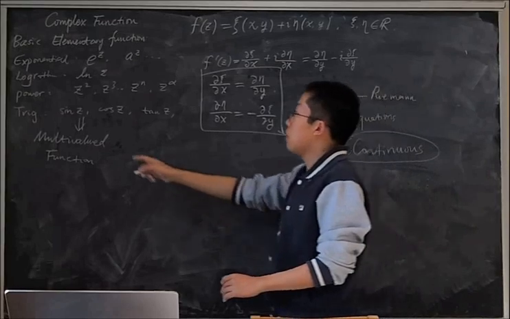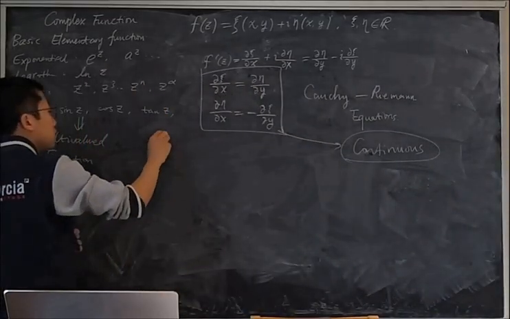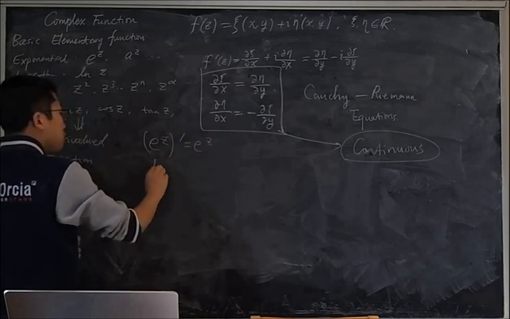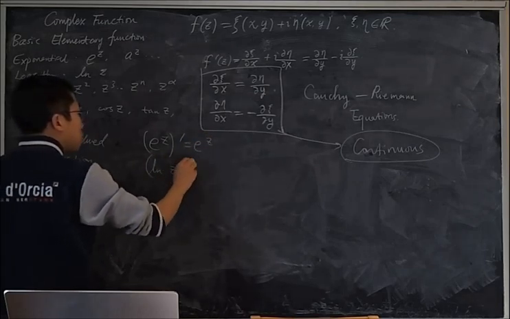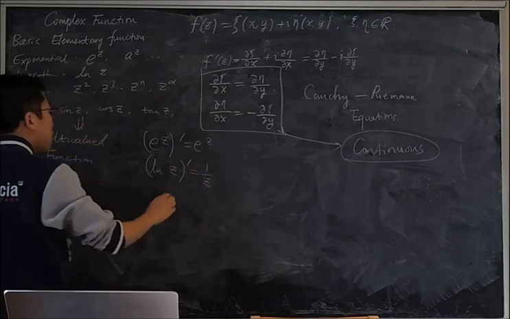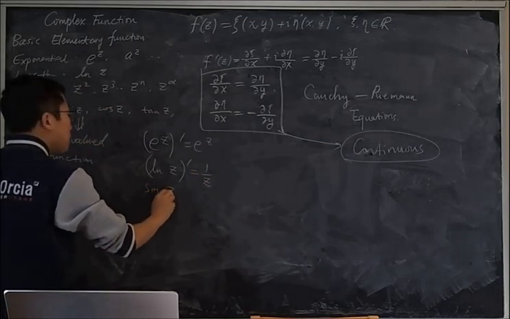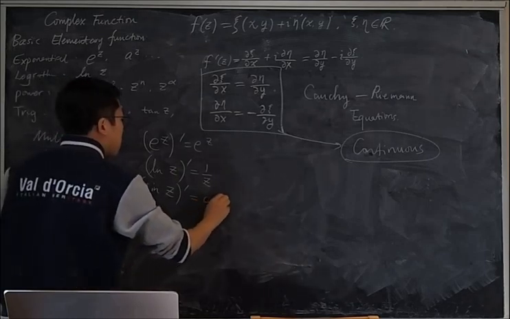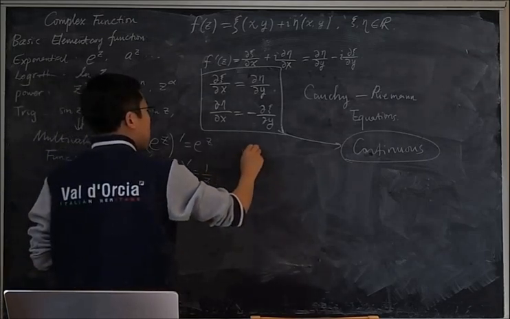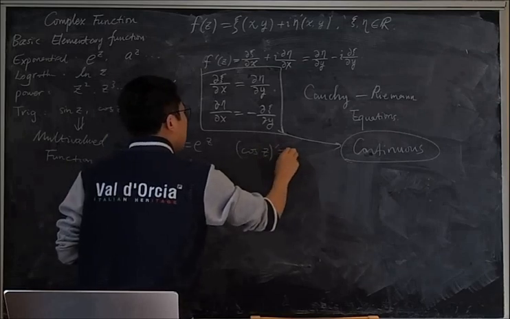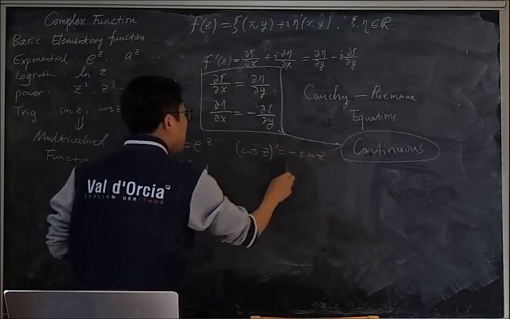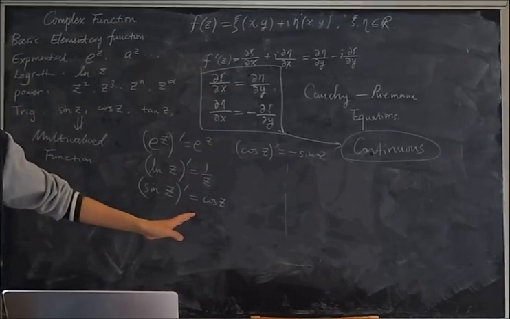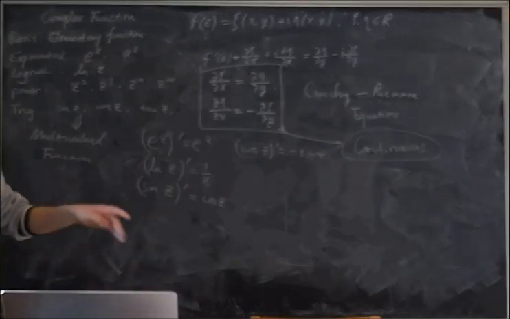For example, if you talk about e to the z, then the derivative is just e to the z. If you talk about ln of z, the derivative is just 1 over z. If you talk about sine of z, the derivative is just cosine of z. If you talk about cosine of z, the derivative is just negative sine of z. It all looks pretty much similar to real analysis, and we can just use the same rules in here.